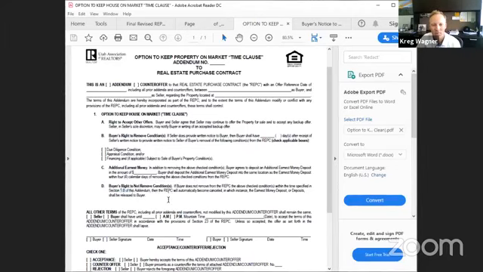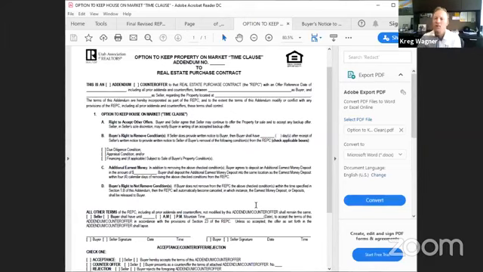So notice 1.B. If it's not removed, then the REPC will automatically cancel. And then what happens to the earnest money? It gets released back to the buyer. So the buyer gets to weigh that analysis.